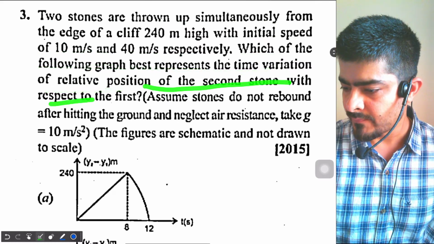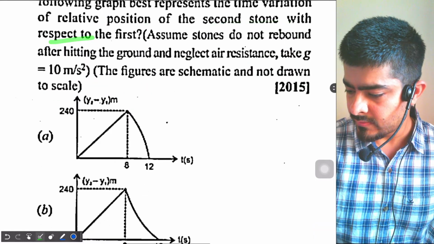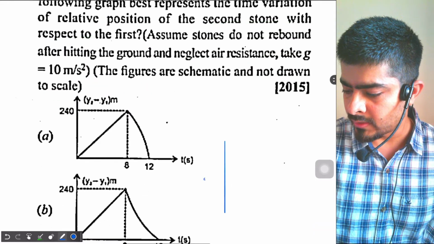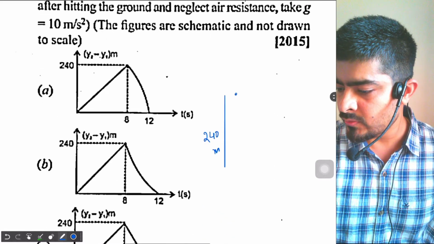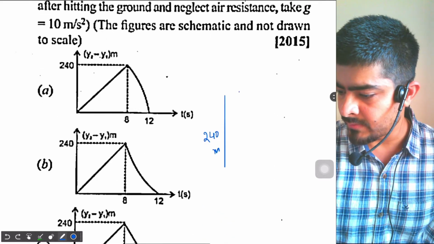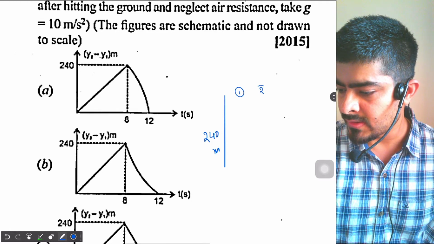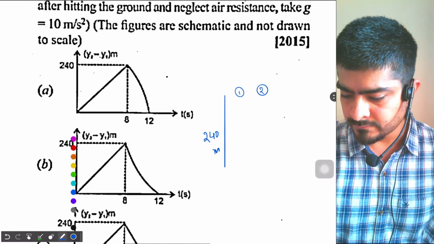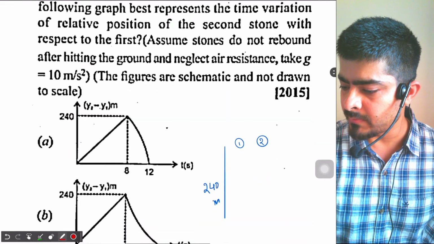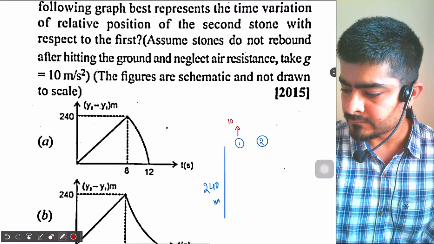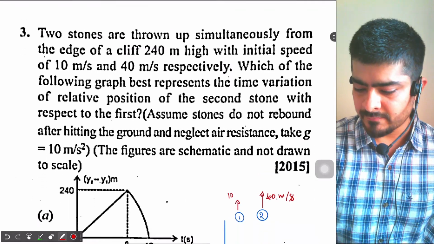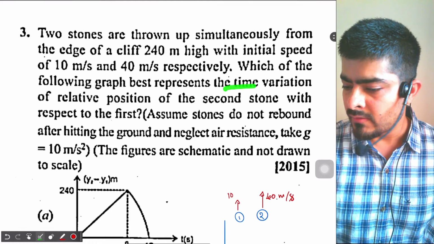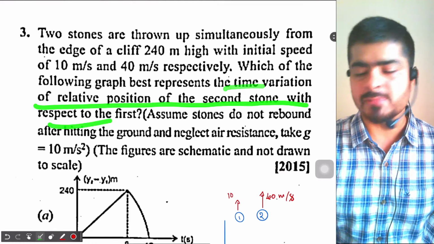So we have got two stones. They are thrown from a height of 240 meters. One stone is thrown up. Let's name them: this is stone 1 and this is stone 2. Stone 1 is thrown up with 10 meter per second and stone 2 is thrown up with 40 meter per second, correct? And they are thrown up simultaneously. Now we have to find the variation of relative position of the second stone with respect to the first stone.